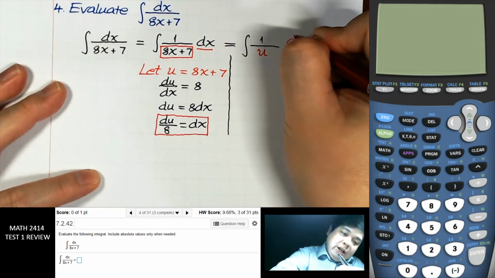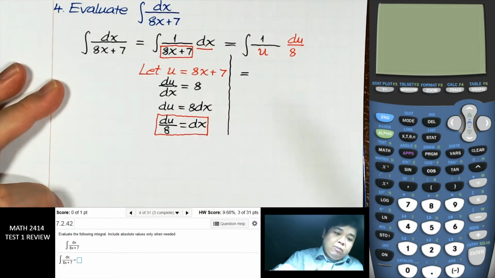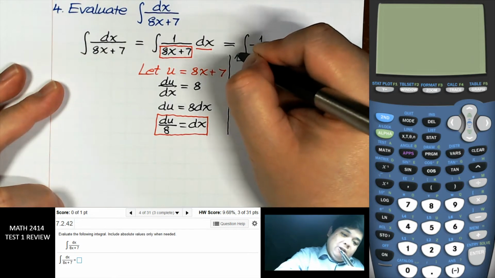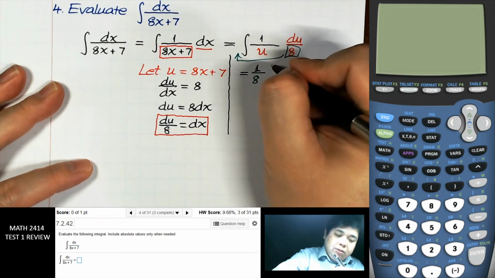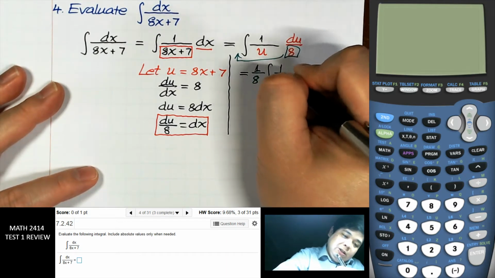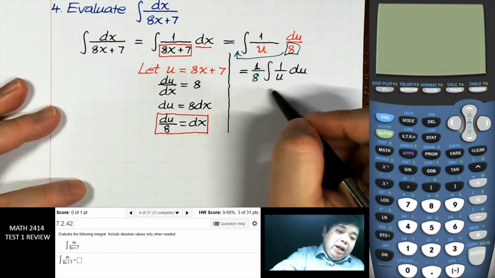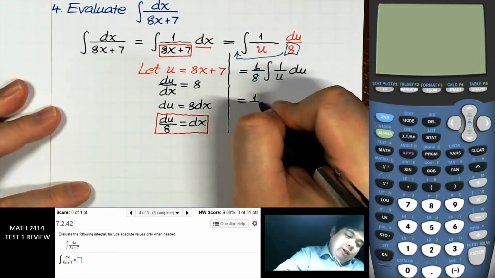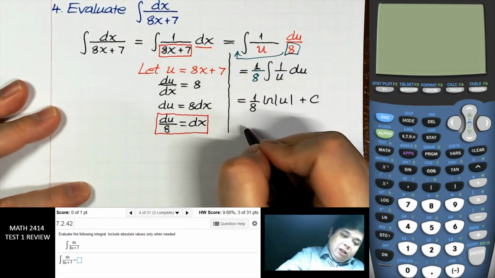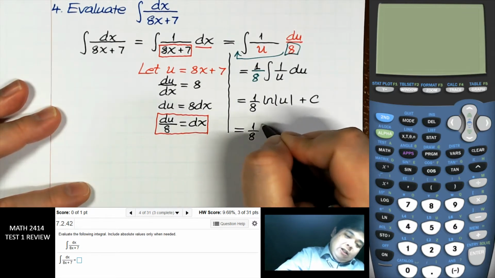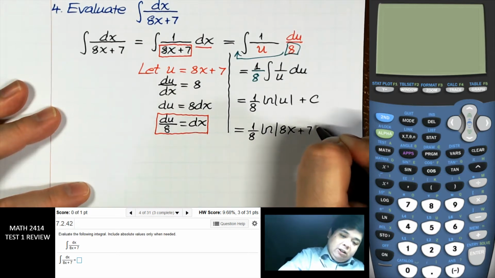dx is du over 8. The constant we'll take outside, and integral of 1 over u is ln absolute value of u plus c, so it's 1 over 8 ln absolute value of ax plus 7 plus c.